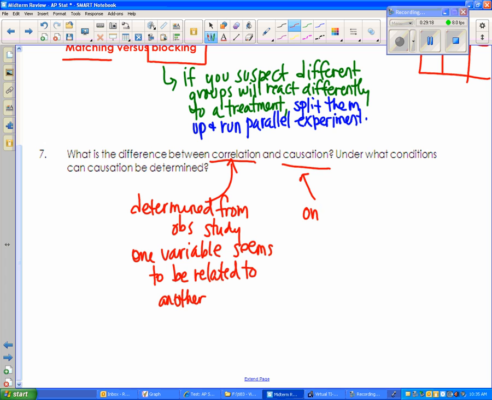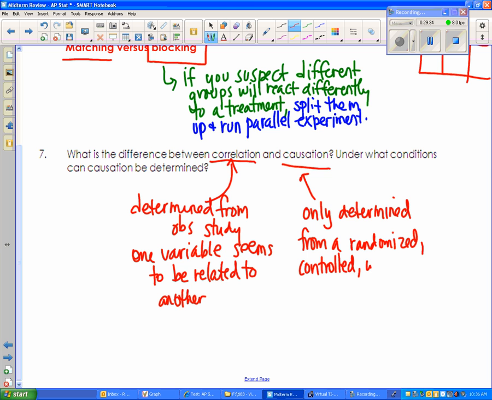So causation can only be determined from a randomized, controlled, and therefore well-designed experiment. That is the only way we can determine causation.